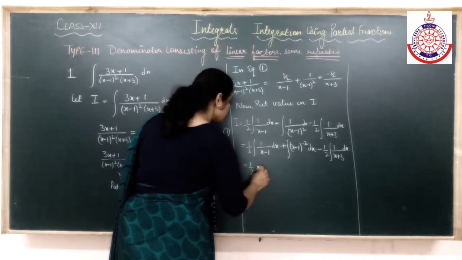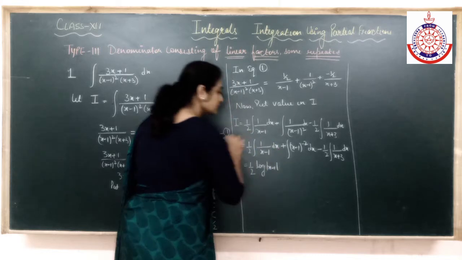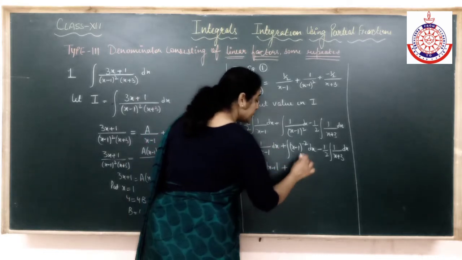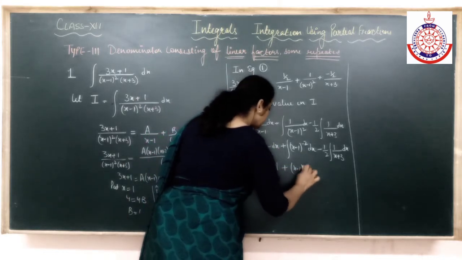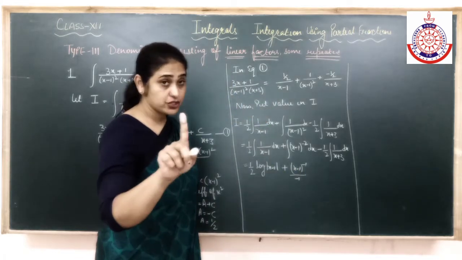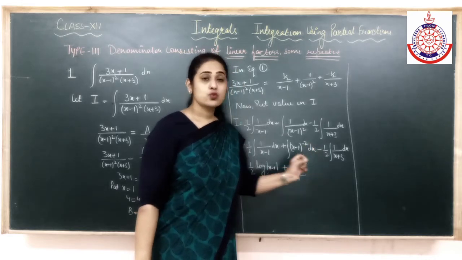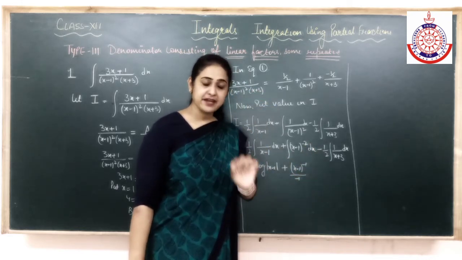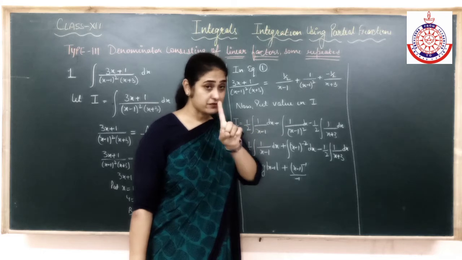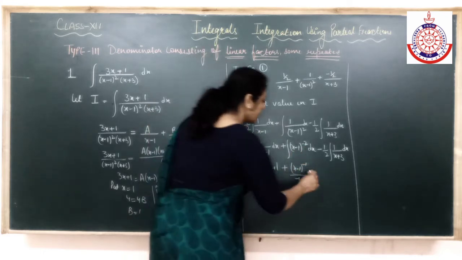Now, it will be log of, here, increase the power by 1, divided by increased power, divided by coefficient of x also. Because this is ax plus b raised to power n form. So what happened? Increase the power by 1 divided by increased power but divided by the coefficient of x. But the coefficient of x is 1, so we won't write it.